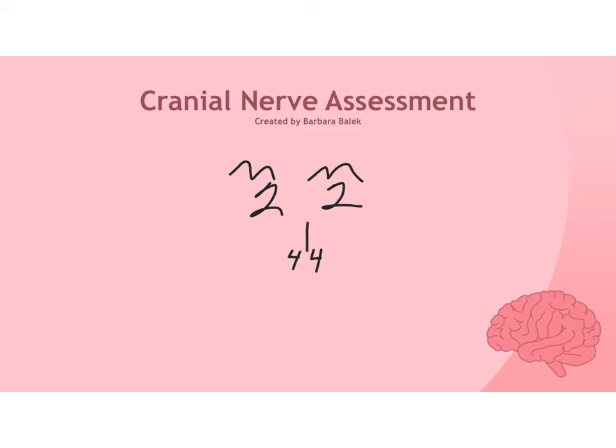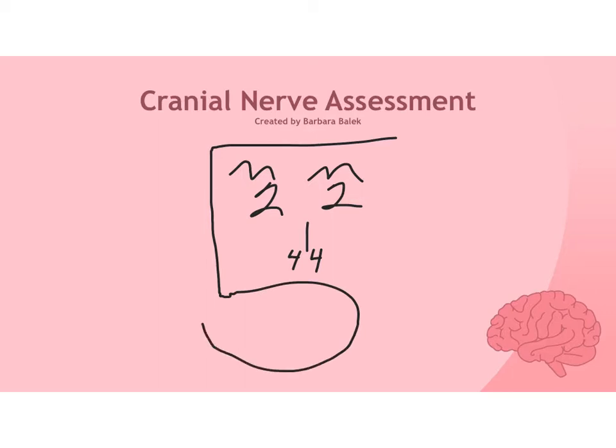So 3 pieces of the face. So when you draw the 5, come across the forehead, that's 1. Come down the cheek, that's 2. And here comes 3 around the jaw. So when you draw the 5, it makes you think that you would test the motor and sensation of the forehead, the cheek, and the jaw.